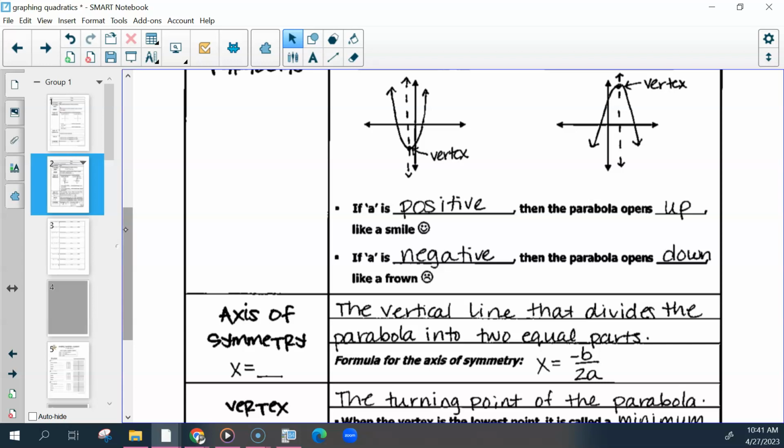This is the formula to find that. x equals negative b over 2a, so make sure you write that. And after we get that, it'll end up being x equals a number, which makes sense. It's a vertical line. Anyone still doing these graphs?